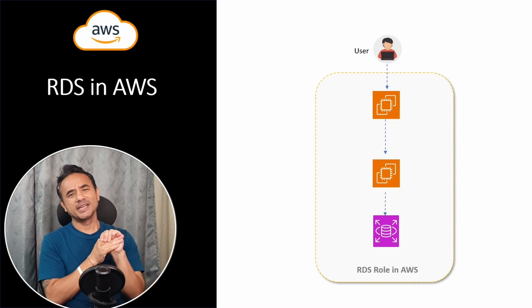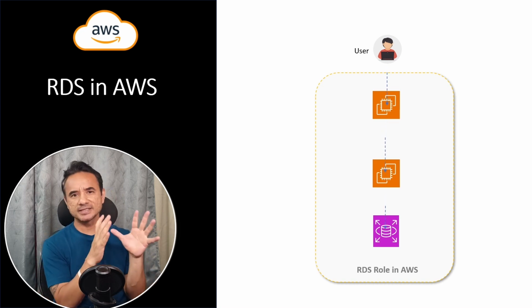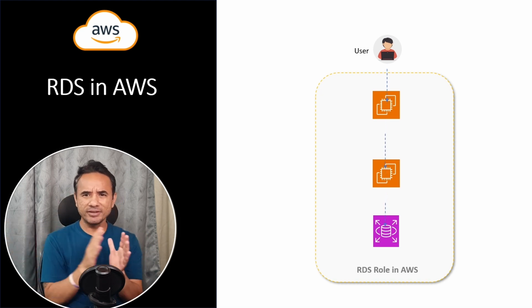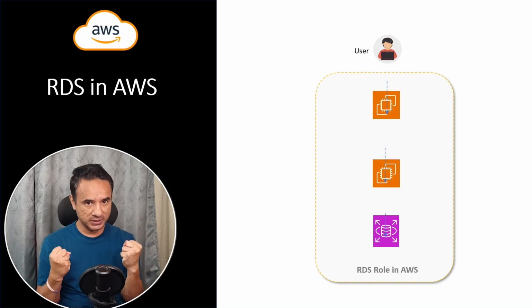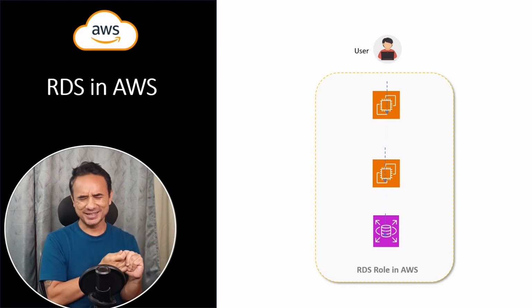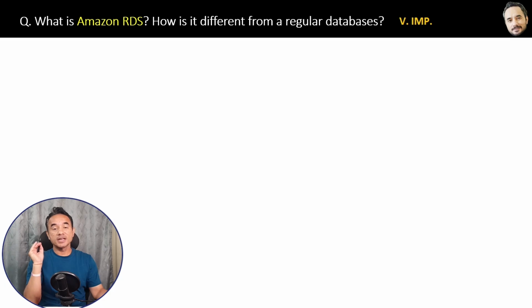Hi friend, in AWS we use RDS as the database. So in this video, very short, quickly I will explain what are the benefits of using RDS and a comparison with other databases. Okay, so let's start. What is Amazon RDS? How is it different from the regular databases?